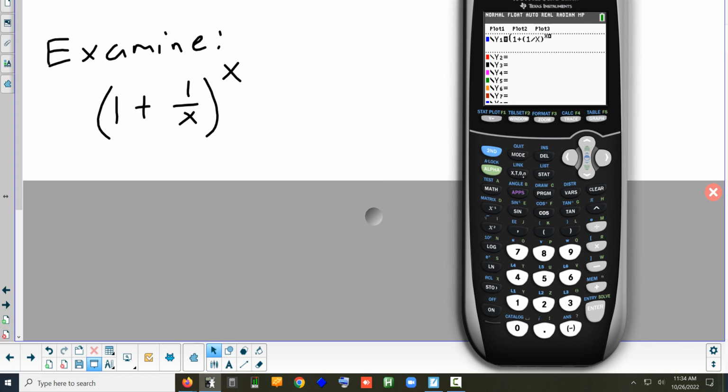So if I type it in, and I do zoom 6, I didn't type it in. 1 plus, oh, I didn't have enough. And close it, right? That should be okay now. Let's try that.